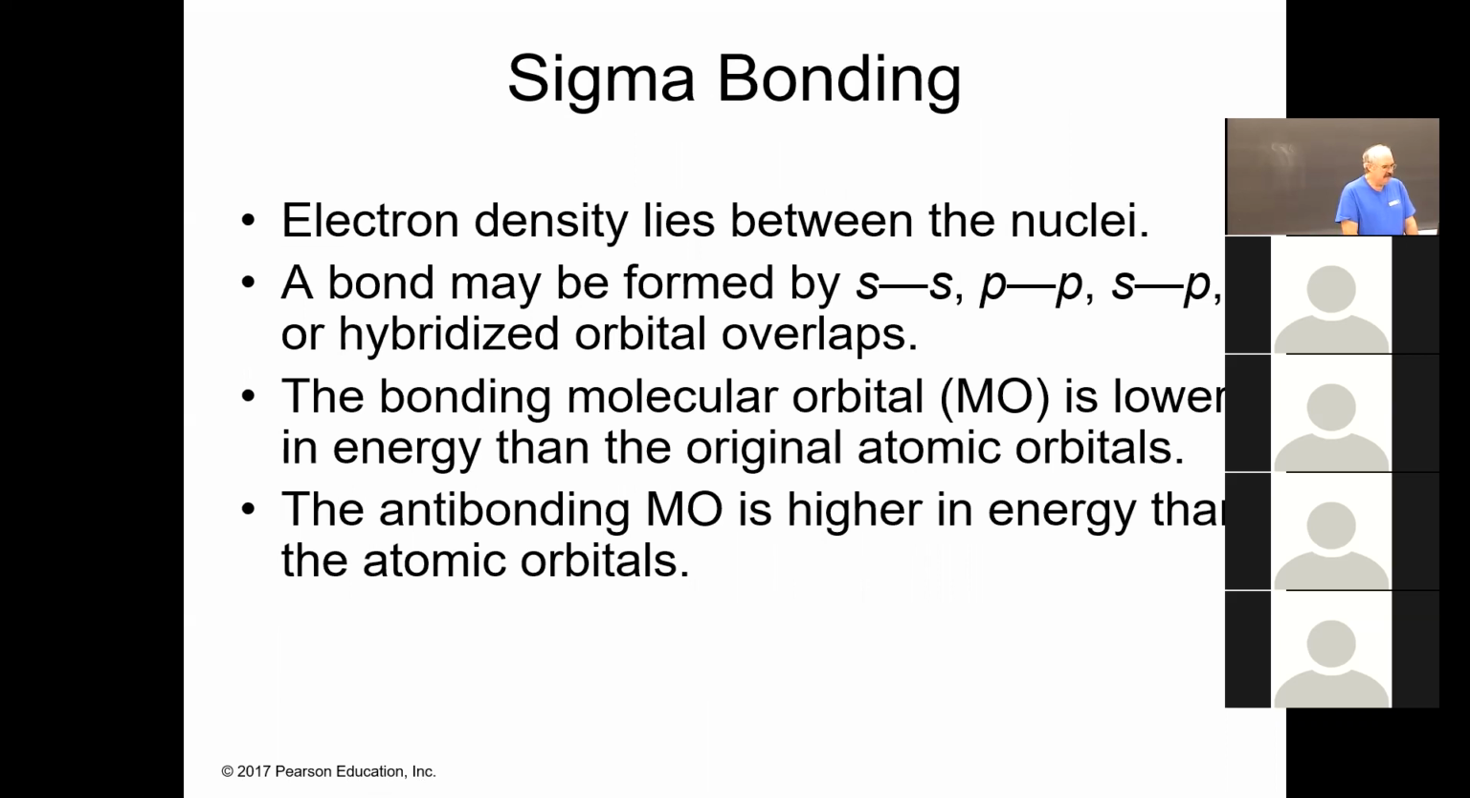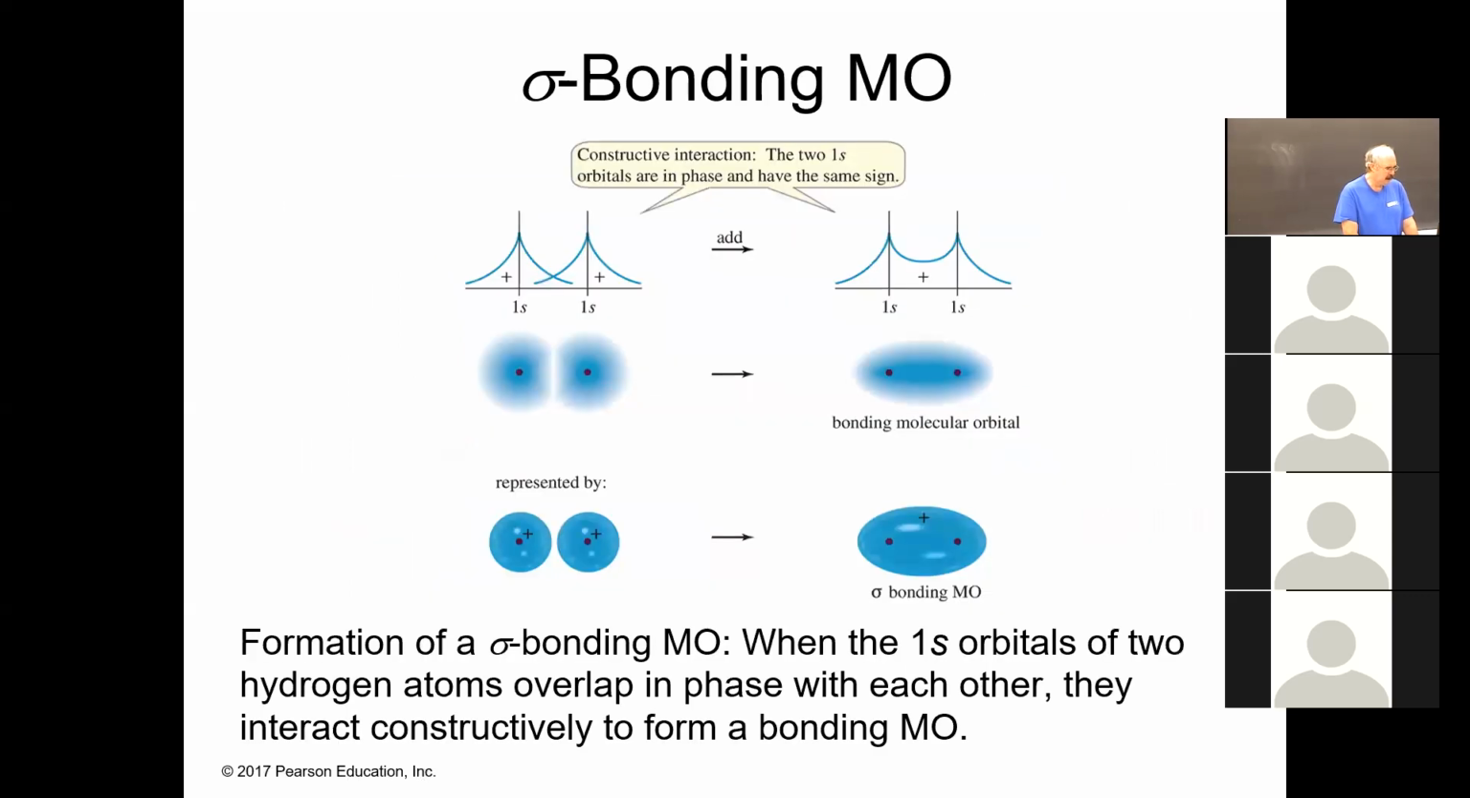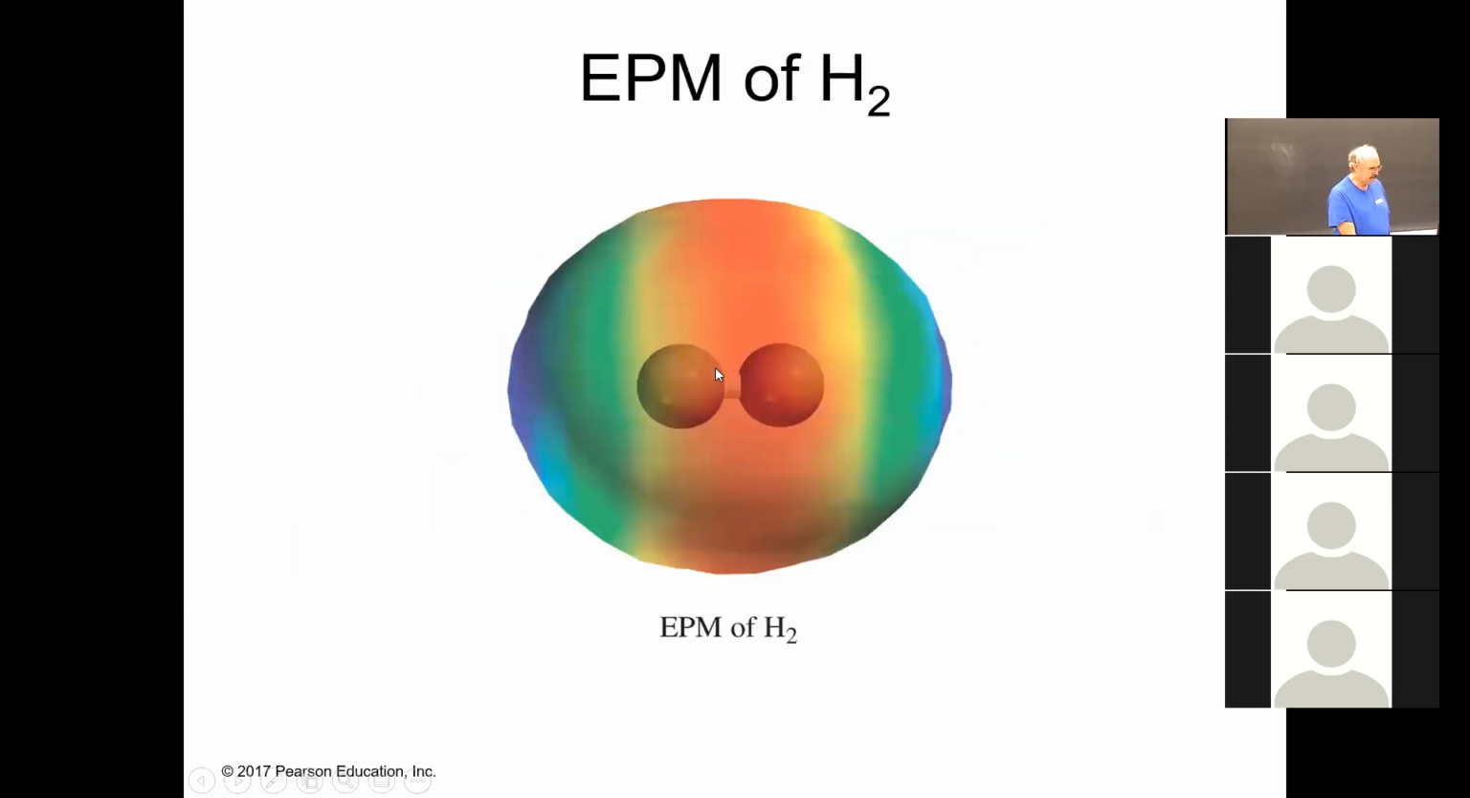Sigma bonding involves overlap of one orbital lobe. It's a direct head-on overlap. Here's a sigma bond between hydrogen atoms. And this is the sigma bonding orbital. And then we also have an anti-bonding molecular orbital. Here is the electron potential map for the hydrogen molecule.